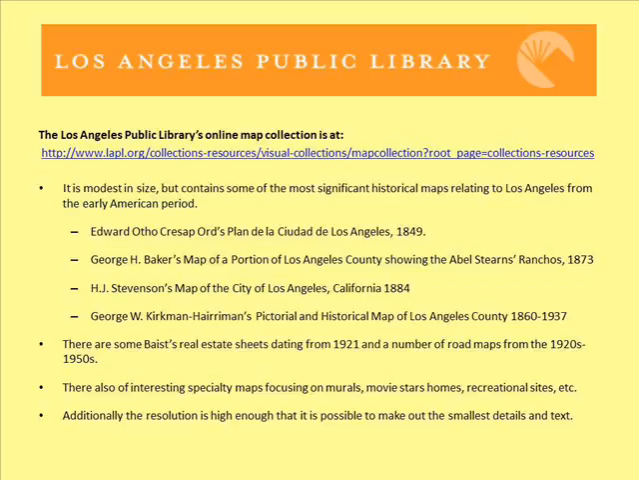There are also a few base real estate sheets dating from 1921 and a number of road maps from the 1920s and 30s. There are also a lot of very interesting specialty maps focusing on things like murals, movie star homes, and recreational sites. And very importantly, the resolution on this site is very good, so it's possible to make out the smallest detail and text on these maps.